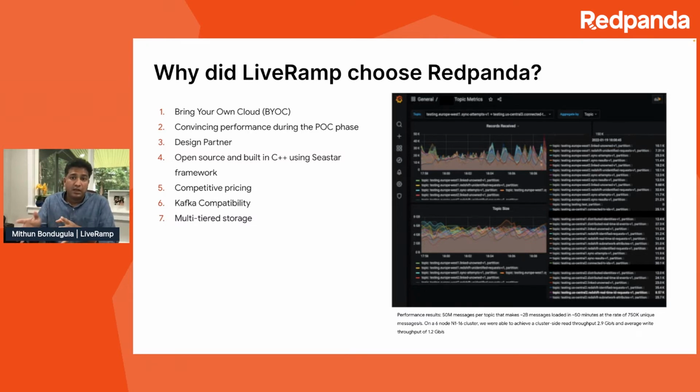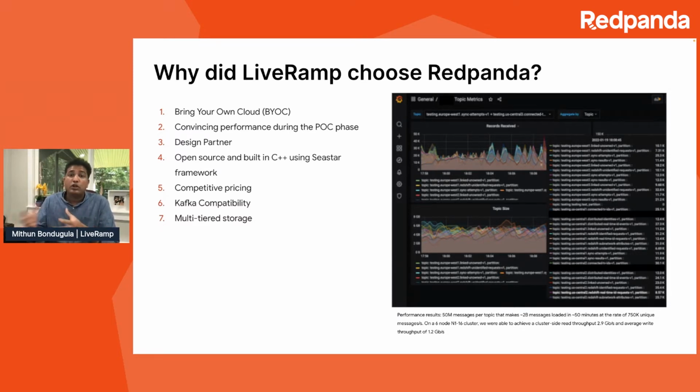One of the key features that tilted the balance to the side of Redpanda is the bring your own cloud solution. This particular solution offered the right balance between a managed solution and complete ownership of our data for LiveRamp. One of the privacy requirements for us is to keep the data within LiveRamp's network boundary, and this allowed us to do that.